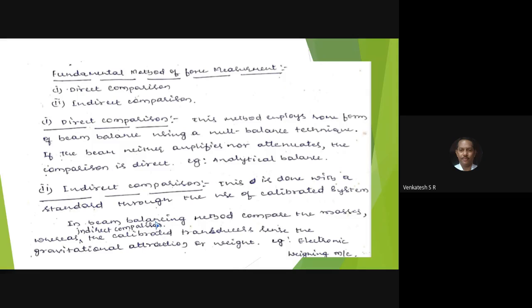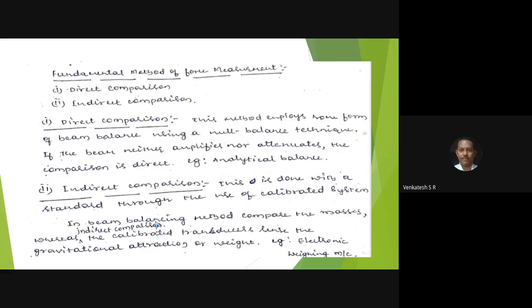Next, the indirect comparison. In indirect comparison, you have two or more translations. That is the conversion from input to the output. A good example is the electronic weighing machine. There, the force of the unknown magnitude is measured in terms of a voltage signal. Here, what will happen if you keep the unknown magnitude on the platform? Below the platform, there will be sensors. The sensors contain the strain gauges.